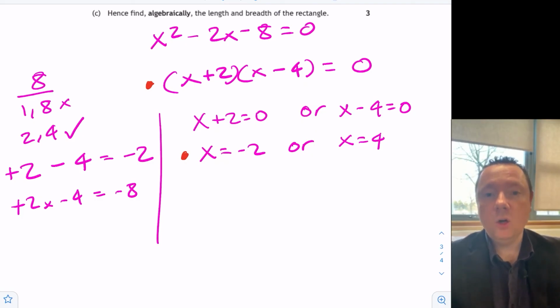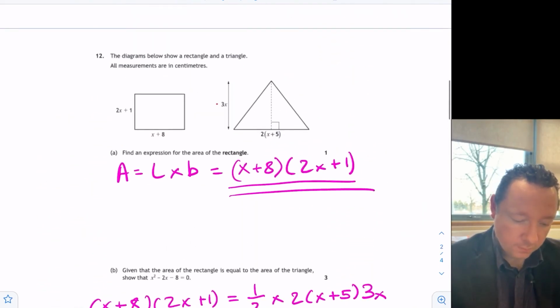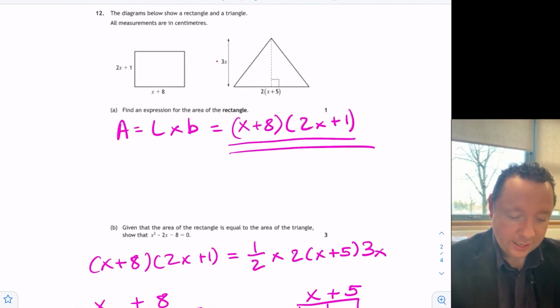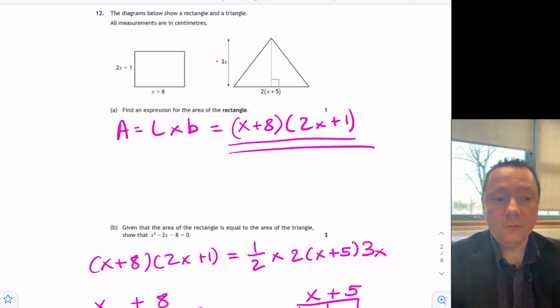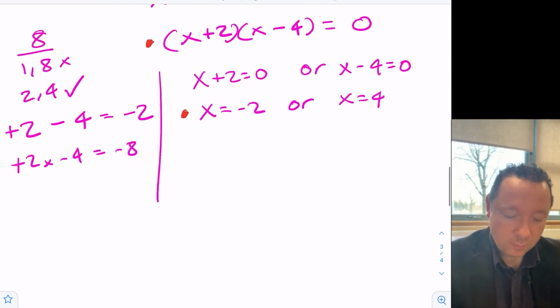And then because this is a question in context and we're talking about actual lengths of the triangle and rectangle, if we go back up and look at the lengths, we've got x plus 8 on the rectangle. Well, that means that we've got 4 plus 8 and we've got minus 2 plus 8. And then on the other side, we've got 2x plus 1. So that's 2 times 4 is 8 plus 1 is 9. But then if you use the minus 2, 2 times minus 2 is minus 4 plus 1, which is minus 3. So we can't have a negative x because it's going to give us a negative height or breadth, and that doesn't work. We can't have a negative length. So we have to pick the one that's going to work.